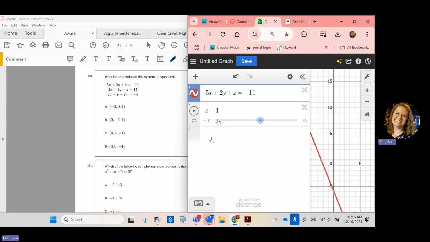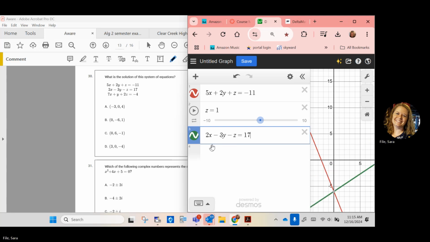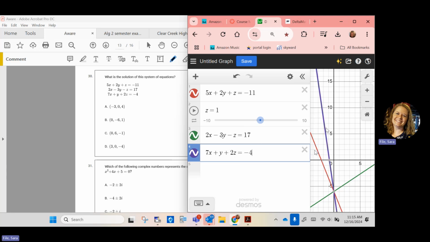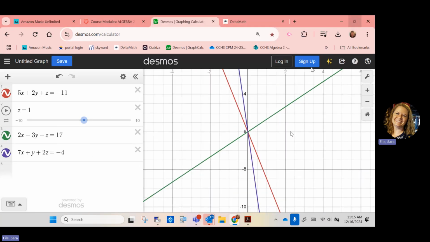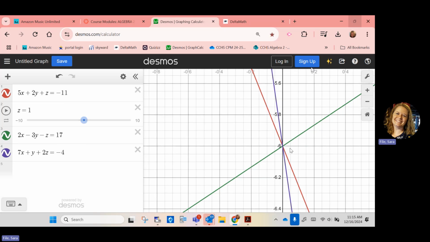It doesn't matter. Okay, now I'm going to add my second equation, which is 2x minus 3y minus z equals 17. And then my third equation is 7x plus y plus 2z equals -4. So what we're looking for is the point where all 3 of these intersect. Okay, so it looks like we're pretty close to that. Oh man, it already gave it to us on the point, which is nice.